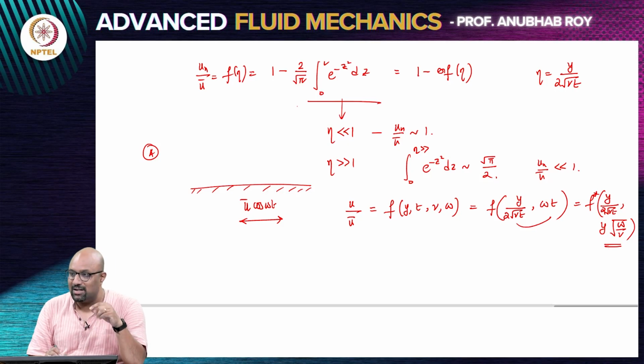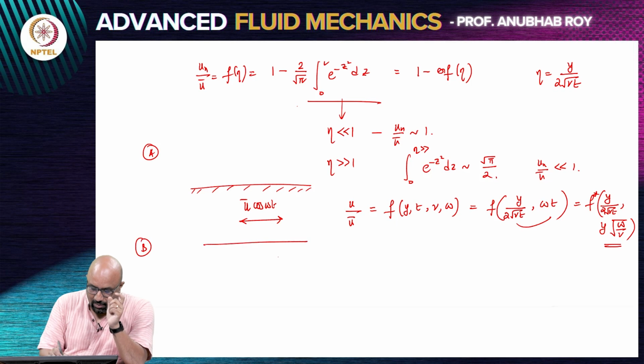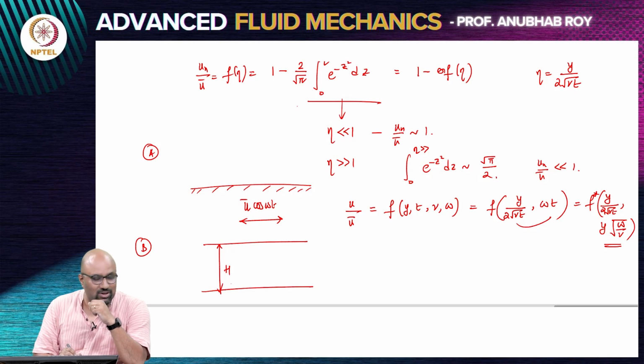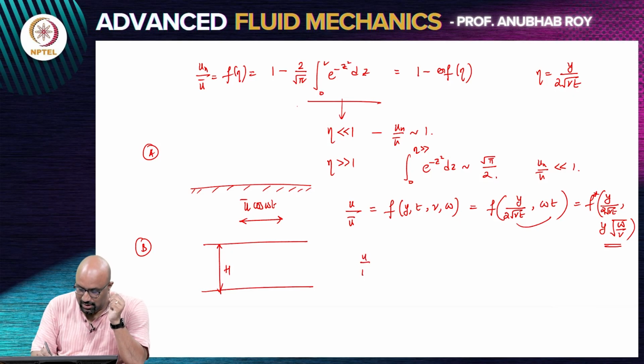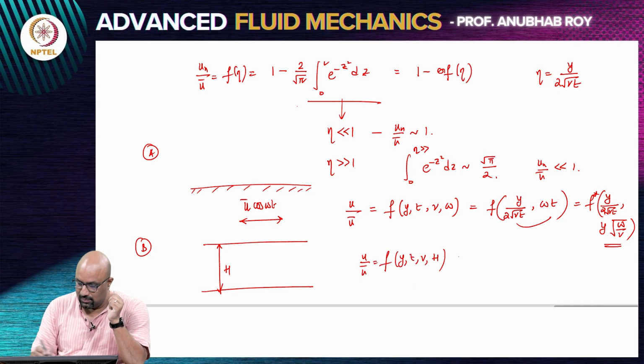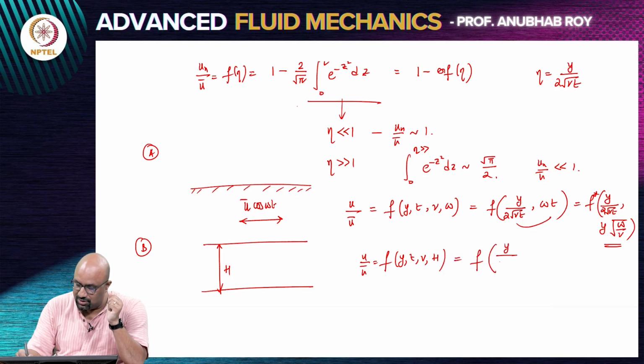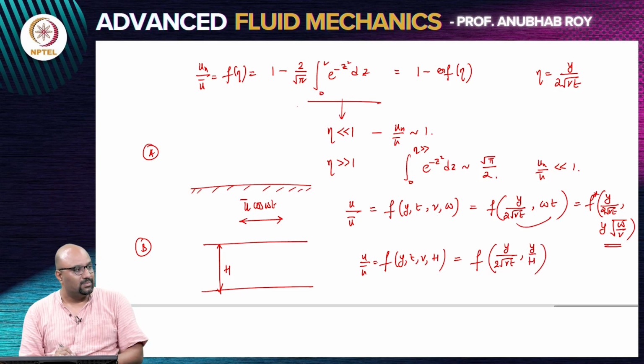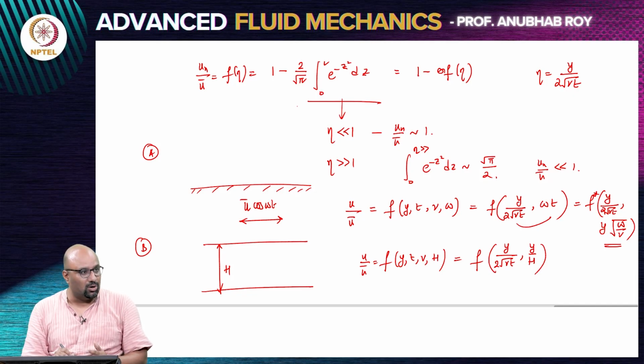Now, obviously, here the similarity approach will not work, because there is no one single variable on which the problem is dependent. Similarly, if you do the problem which is for two plates separated by h, then if you make that same argument, you have y, t, nu and h. So, you can have a combination which is y by 2 root nu t, but you can also have a combination which is y by h. That is also possible, and that is something which you expect, that the final solution that you would obtain if you wait long enough should become only a function of y by h.